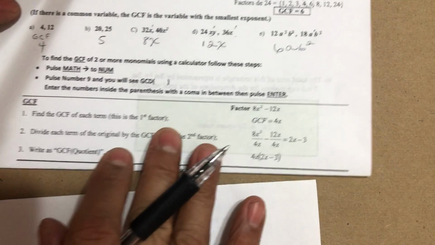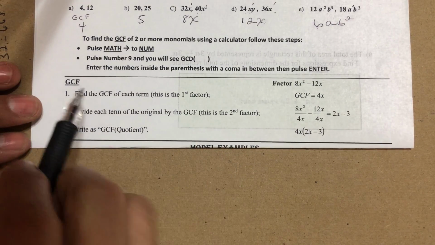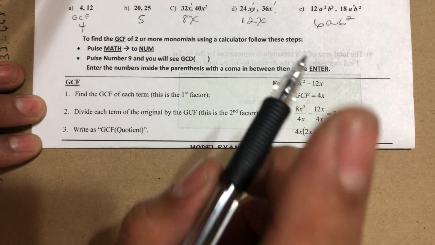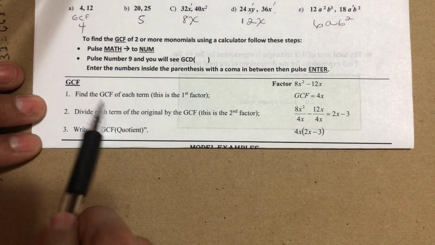So guys, here's one example already done for you. I ask you to factor 8x to the cube minus 12x. The first thing you have to do is find the GCF, okay?